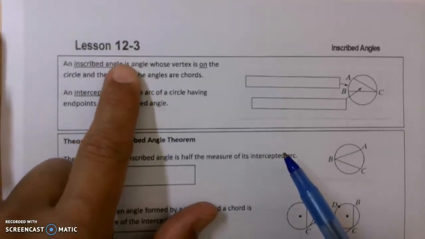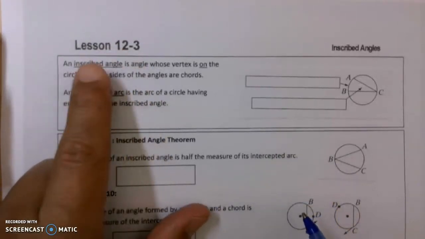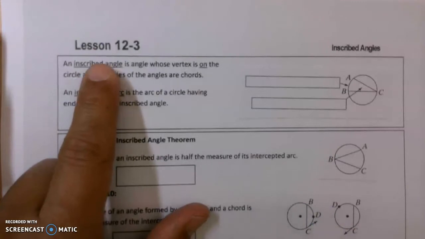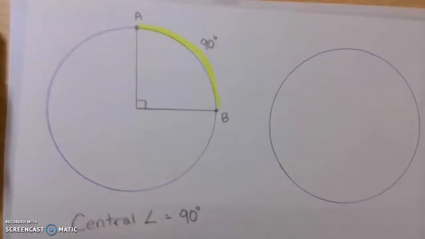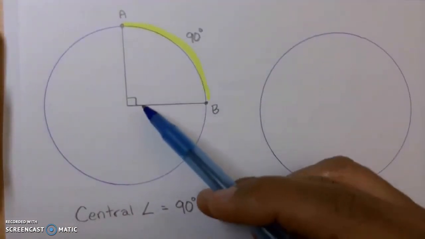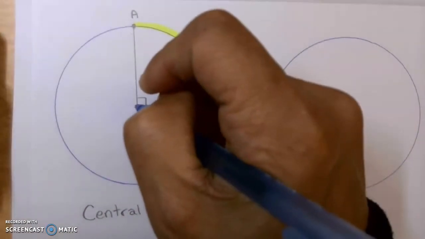Okay, we're going to go into notes on 12-3. We're going to talk about an inscribed angle. But actually, before we get into what an inscribed angle is, we should be reminded of what a central angle is, when you are from the center.